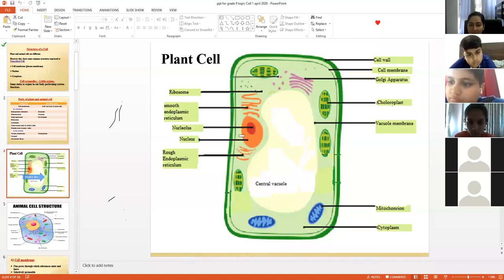Okay. Now, this orange structure, children, that is a nucleus. And inside is present a nucleolus. Okay. Now, who's doodling here? Don't do that, children. Yes.